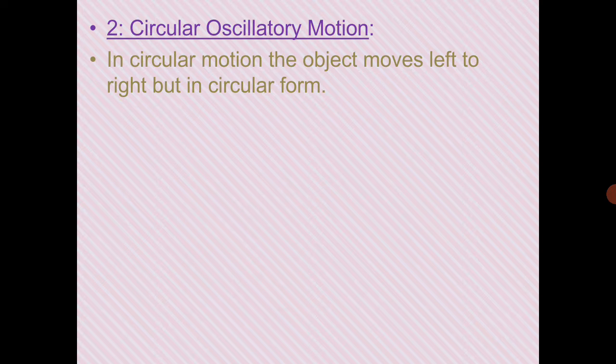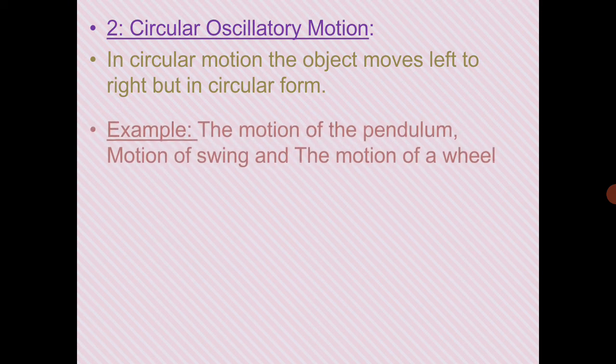The second type is circular oscillatory motion. In circular motion, the object moves left to right but in a circular form. Or we can say that when an object is performing circular motion in such a way that it moves back and forth, or up and down, about its equilibrium position, then the motion is called circular oscillatory motion.